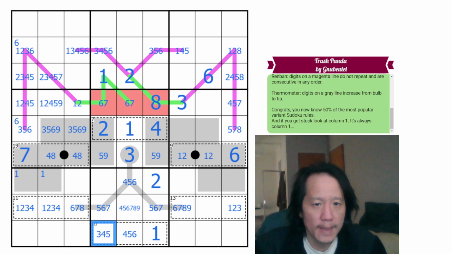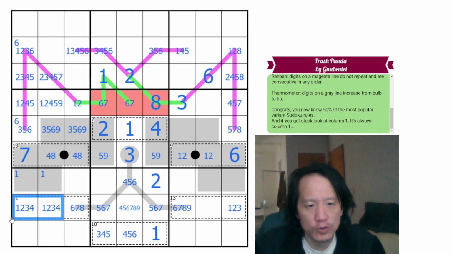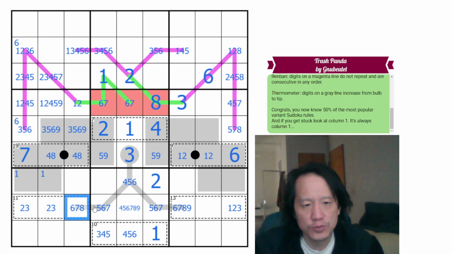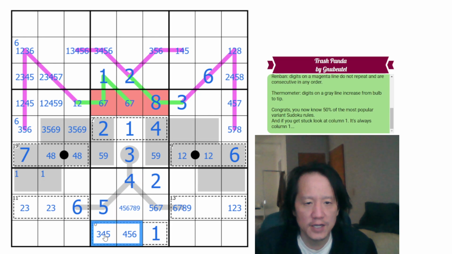Let's see. This can't be 1, therefore it cannot be 1, 2, 8 or 1, 3, 7. So it must be 2, 3, and 6. So therefore this must be 2, 3, 6. Therefore this must be 5 because it's less than the 6. This must be 4 because it's less than the 5. So this cannot be 4 and 5. This must be 1, 3, and 6.